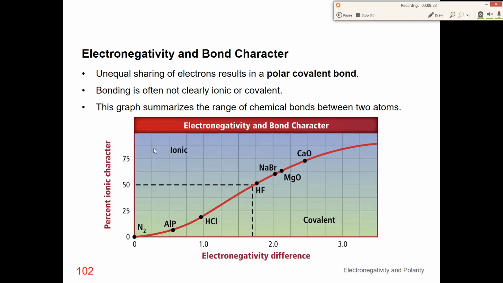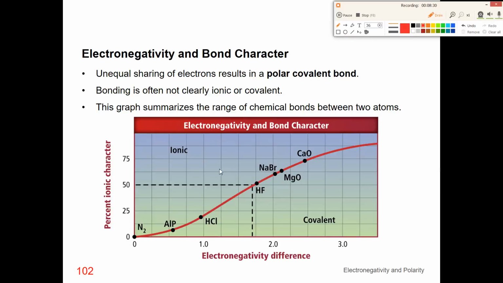Okay, here is the graph. We can study many compounds. Like we talked about on a previous slide, nitrogen gas is pure covalent, so it's 0% ionic character.